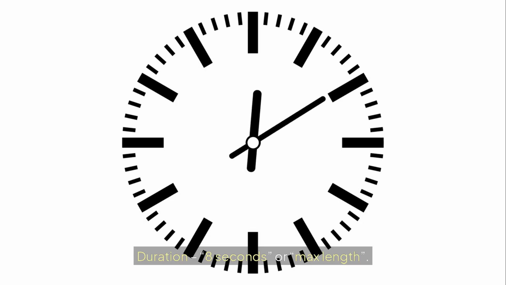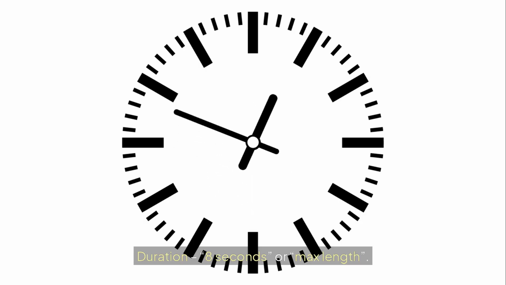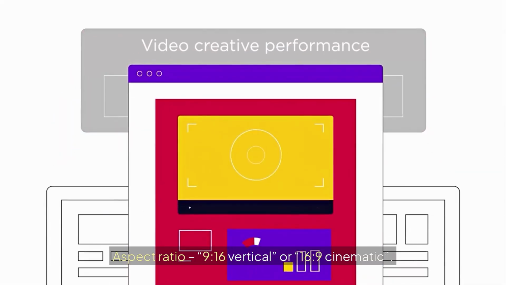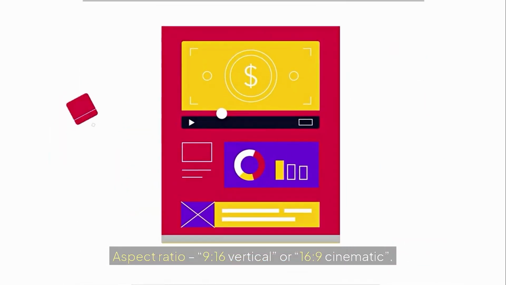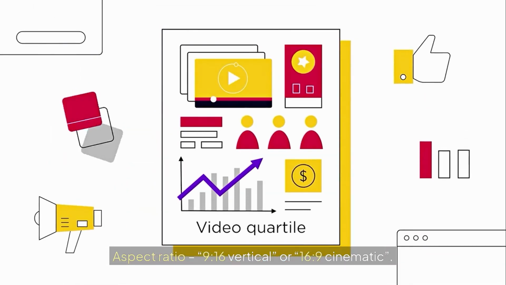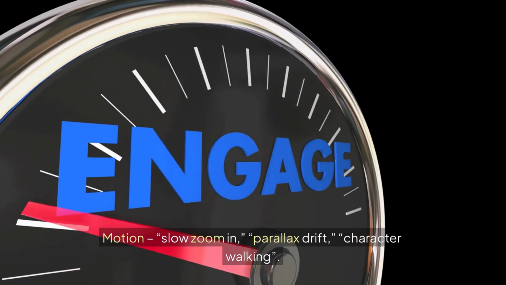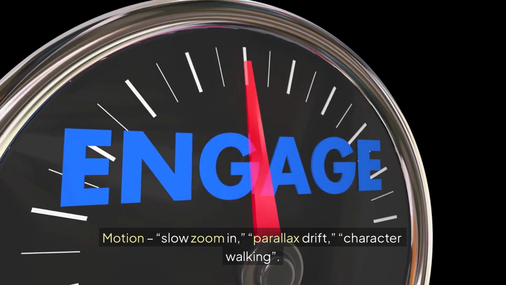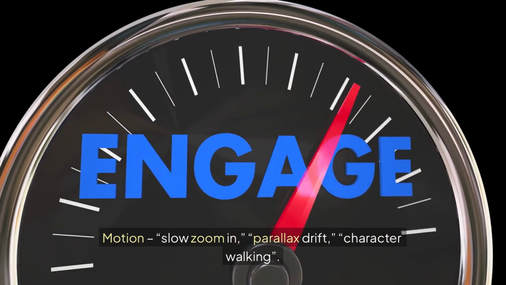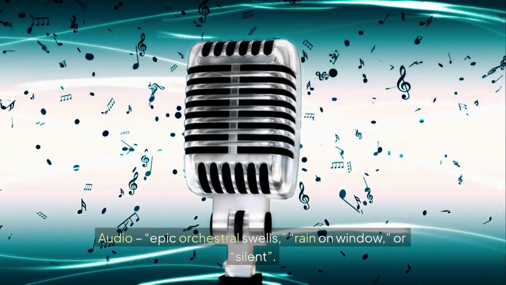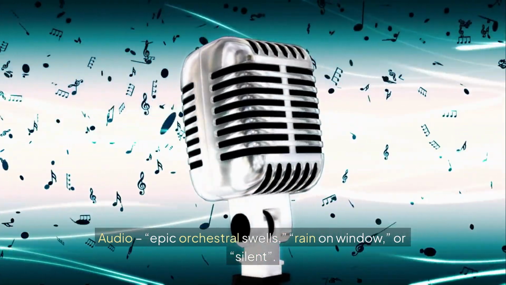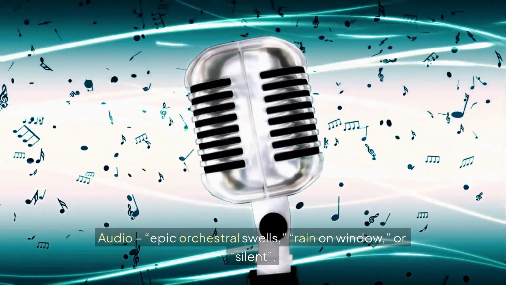Duration: 8 seconds, or max length. Aspect ratio: 9:16 vertical, or 16:9 cinematic. Motion: slow zoom in, parallax drift, character walking. Audio: epic orchestral swells, rain on window, or silent.